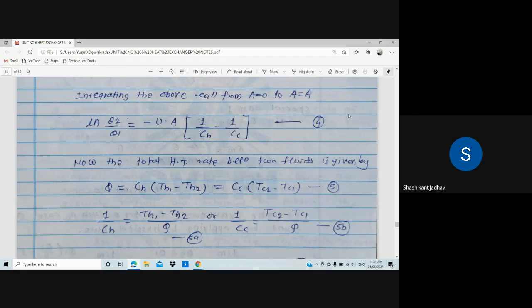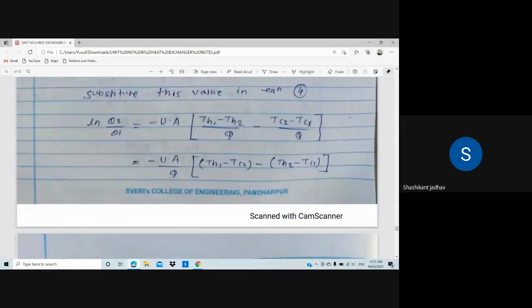1 upon CH is equal to TH1 minus TH2 divided by Q, and give the name for that equation, that is 5A. And 1 upon CC is equal to TC2 minus TC1 divided by Q, and that is equation number 5B. So all of you write down the equations 5A and 5B from equation number 5.